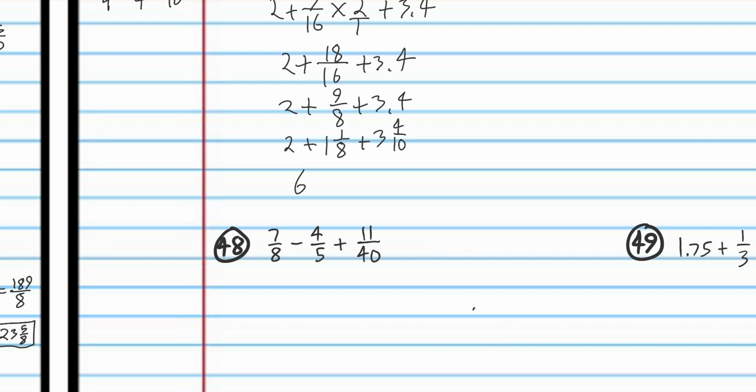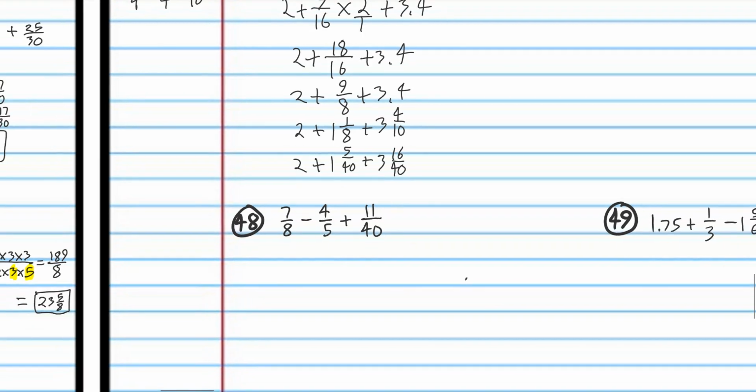And then we have to add, actually before we do that, we should get common denominators. So the common denominator is going to be 40. So multiply both sides of 1/8 by 5, and you get 5/40. And then multiply both sides of the other fraction by 4, and you get 16/40. So now we add all the whole numbers to get 6. 2 plus 1 plus 3 is 6. Then 5/40 plus 16/40 is 21/40. And I don't think we can reduce that. So 6 and 21/40.